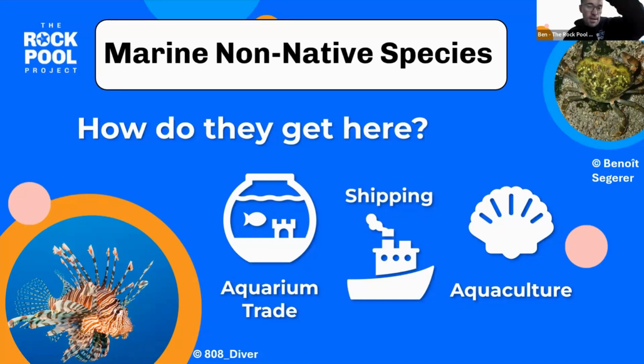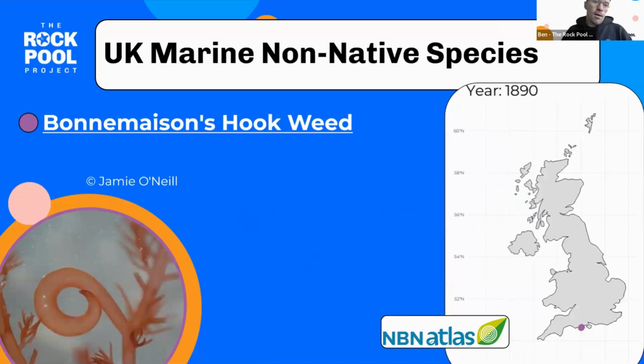So what have we seen here in the UK as far as non-natives are concerned? This is data that I've pulled from the central repository for biodiversity data in this country, the NBN Atlas. And it dates all the way back for non-natives to 1890, and this species of seaweed called Bonnemaison's hookweed. I know that John and Chris have told me that there are some important data sets that haven't made it onto the NBN Atlas, so there's more to the story than what I'm going to show you here.